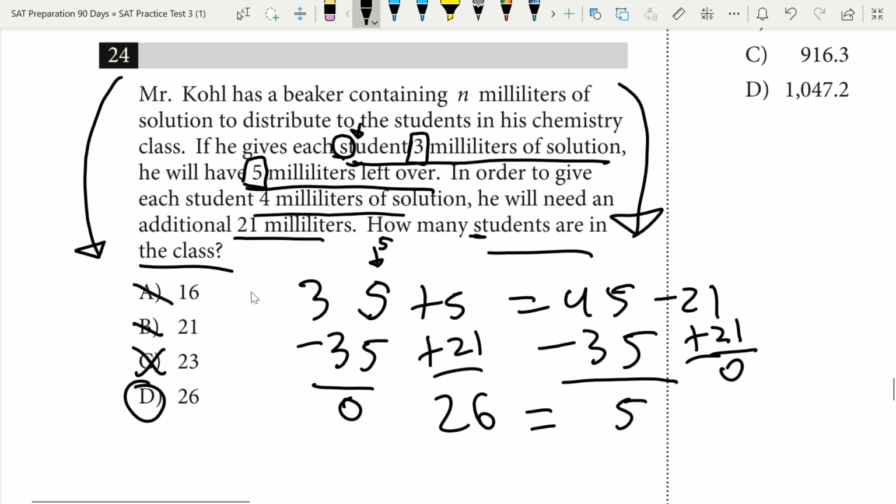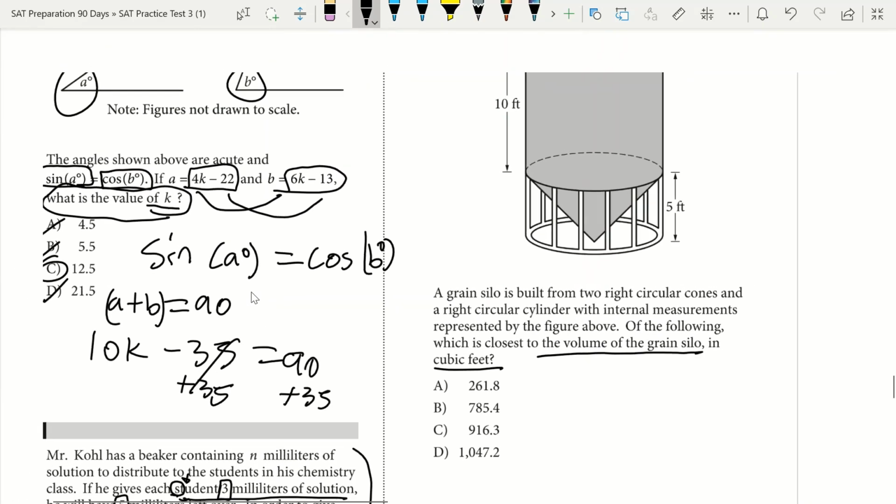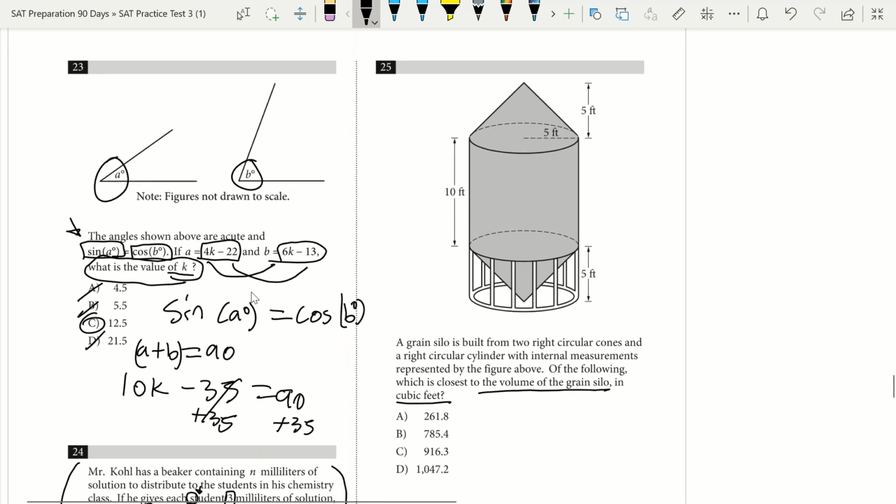All right, now we got question 25. I've got a silo. Let me zoom out a little bit so you can see the whole thing. We've got this silo here. A grain silo is built from 2 right circular cones and a right circular cylinder with internal measurements represented in the figure above. Which of the following is close to the volume of the grain silo in cubic feet?